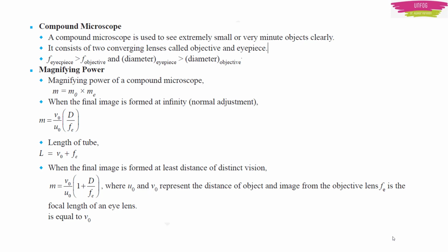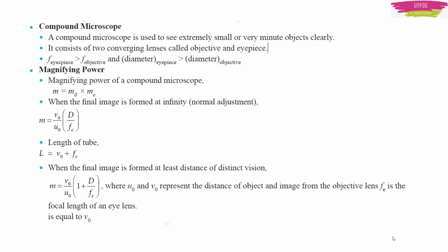The conditions on the basis of which the compound microscope is built are that the focal length of the eyepiece will be greater than the focal length of the objective lens, and the diameter of the eyepiece also will be greater than the diameter of the objective lens. And the magnifying power of a compound microscope is equal to V0 upon U0 into D by FE, where V0 and U0 are the image and object distances, which you know, right? And F is the focal length. D, as I told you, is the least distance of distinct vision.